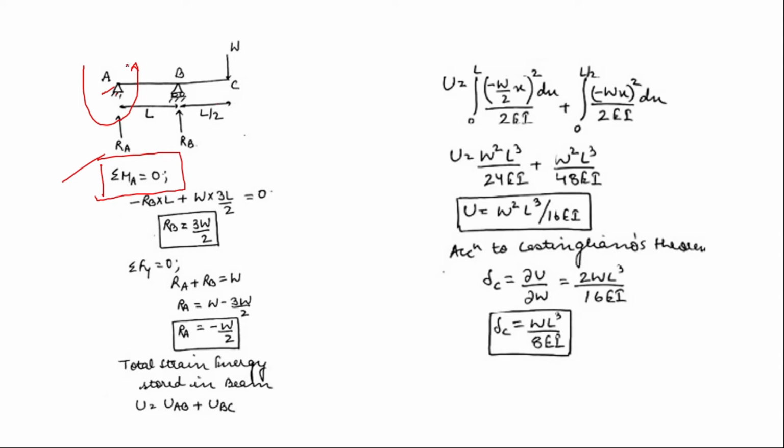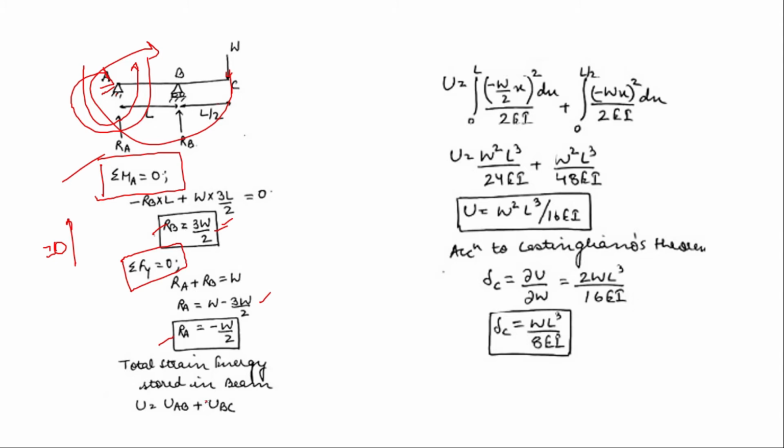Then plus W: this W acts downwards, so it will rotate the beam in the clockwise direction. So we have solved. After solving, we get RB equal to 3W by 2. If we take the sum of vertical forces in the y direction equal to 0, then RA plus RB is equal to the load W acting, so RA will be equal to W minus 3W by 2. So the RA value will be minus W upon 2.